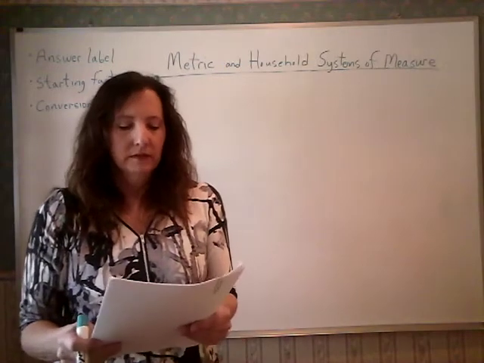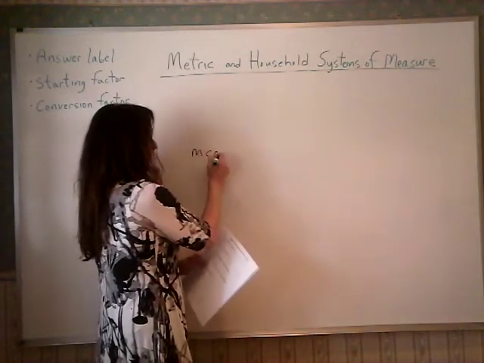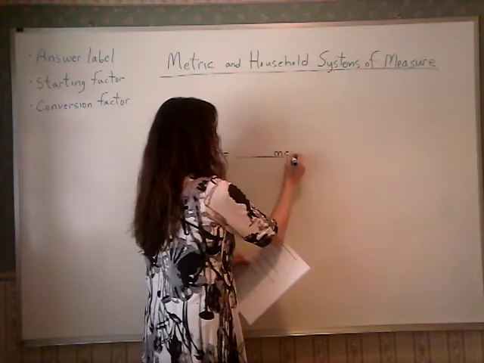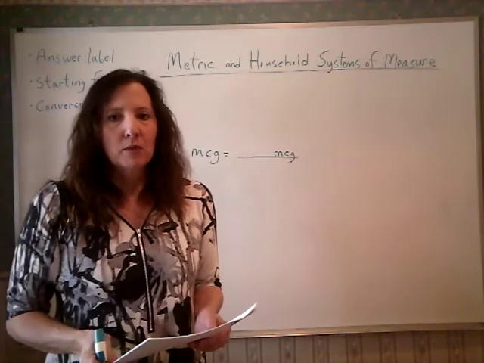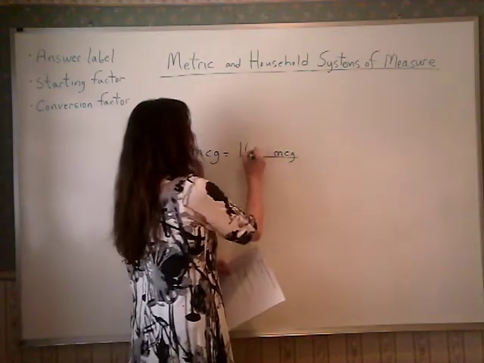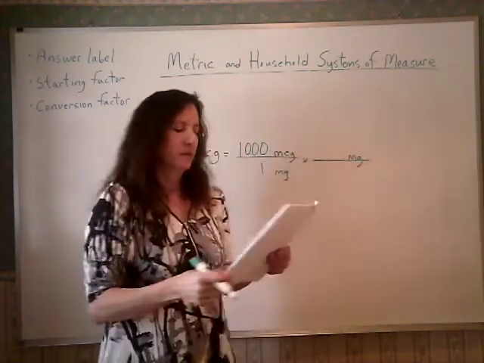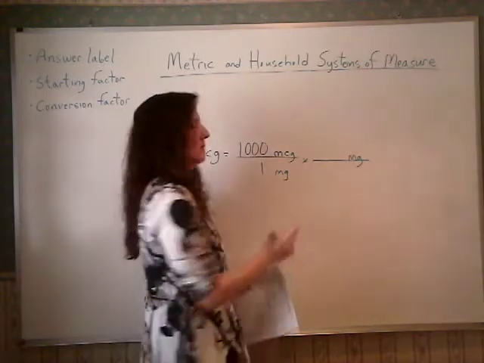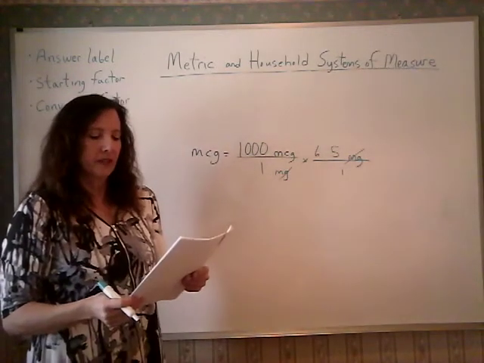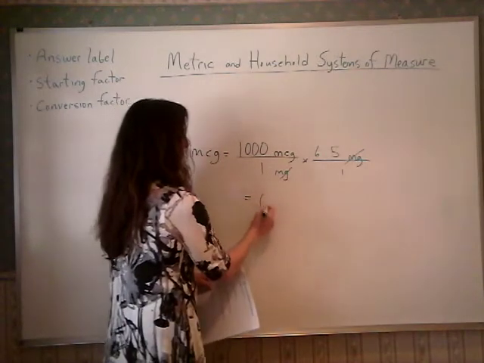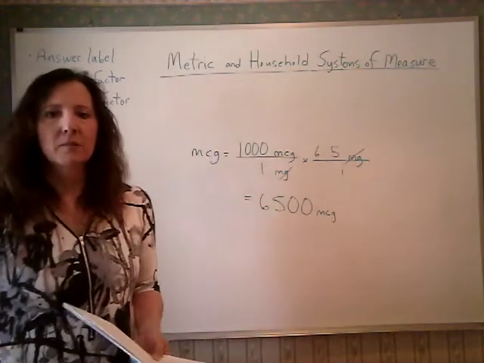Number 7, how many micrograms? 1,000 micrograms per milligram is our conversion. We're converting from 6.5 milligrams. And you do the math. 6,500 micrograms.